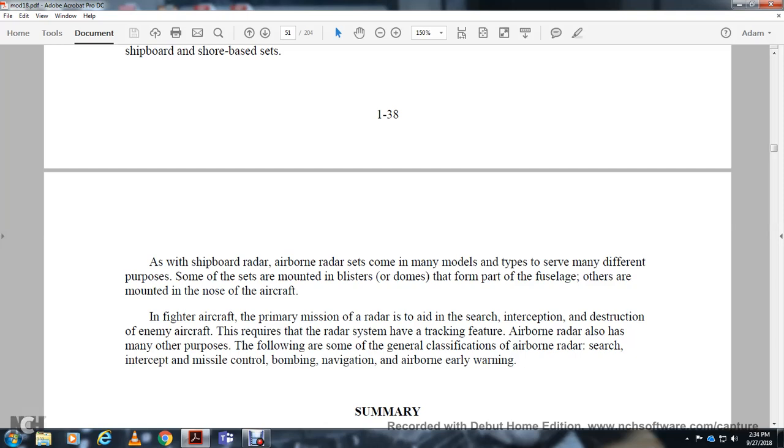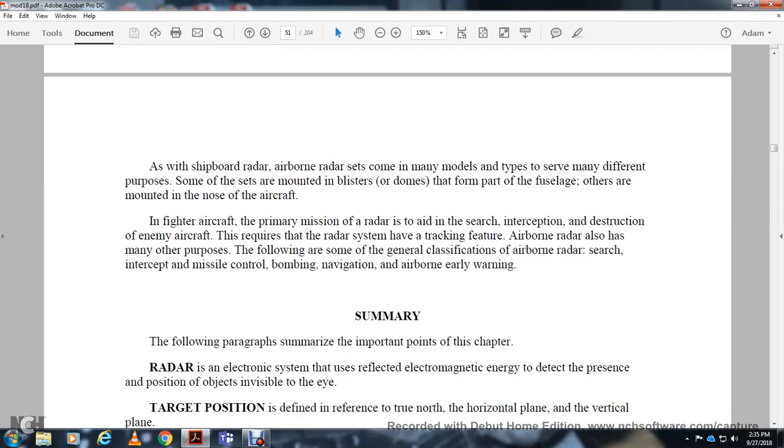The following are some of the conventional classifications: airborne radar search, intercept, missile control, bombing, navigation, and airborne early warning.